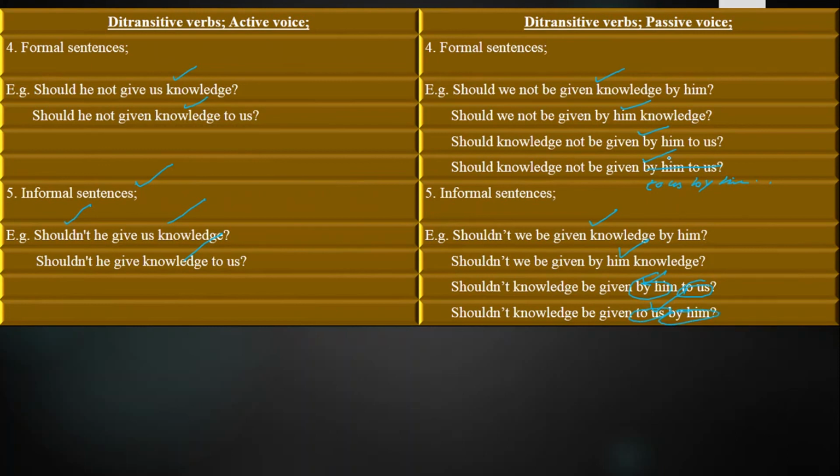Now see, "by him" over there is a print mistake, but keep this in your mind: here "to us" will come first and then "by him". So these are the four ways to change the ditransitive verb give from active voice into passive voice.